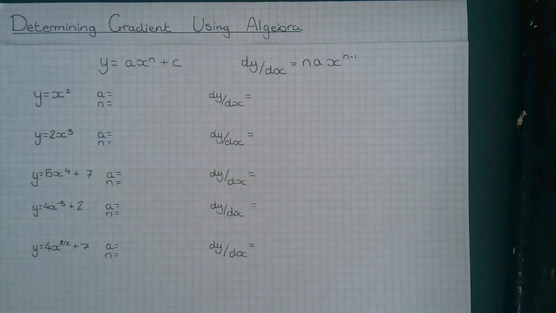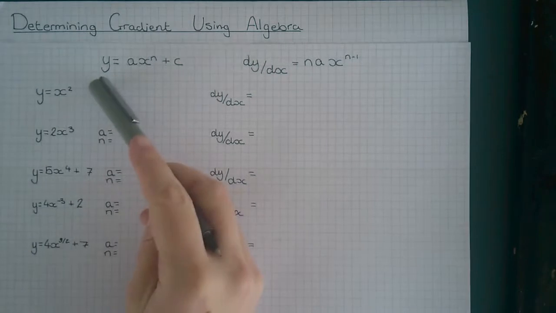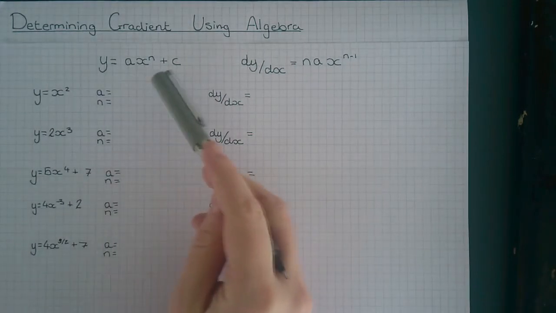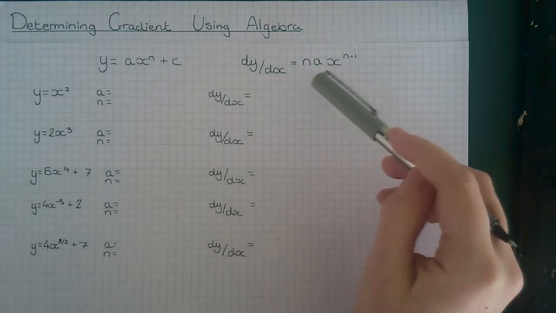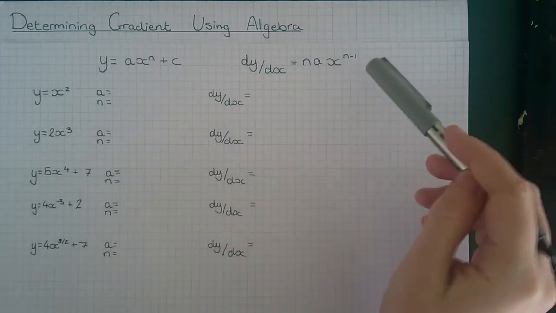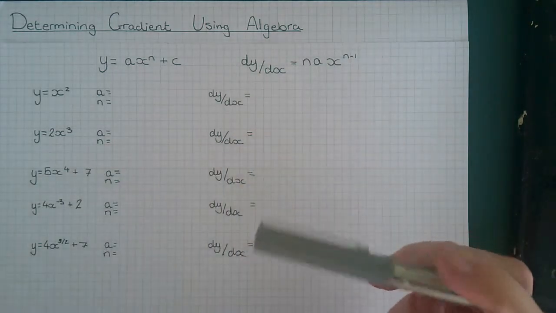For curved lines, determining the gradient using a graph is very difficult. So algebra is the preferred method for determining the gradient at a specific point, and this is known as differentiation. In order to use this method, you must know the equation of the line. The general rule for equations with this form, y equals ax to the power of n plus c, becomes dy by dx equals nax to the power of n minus 1 using differentiation.